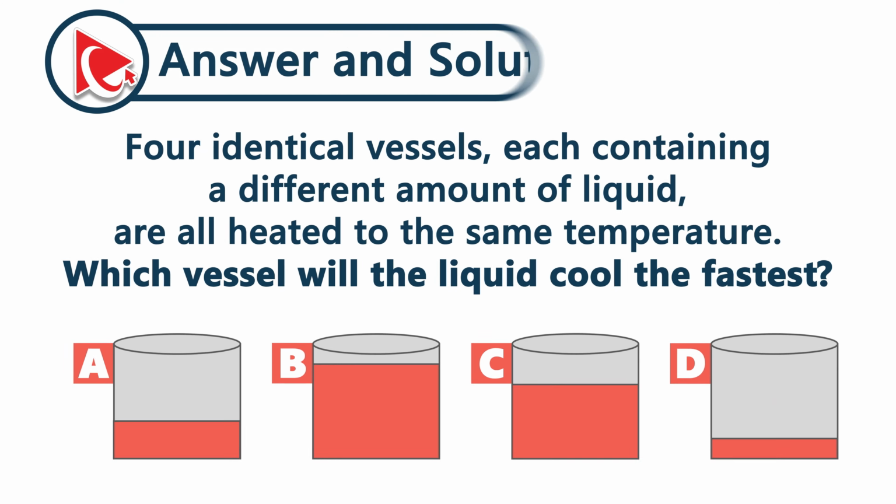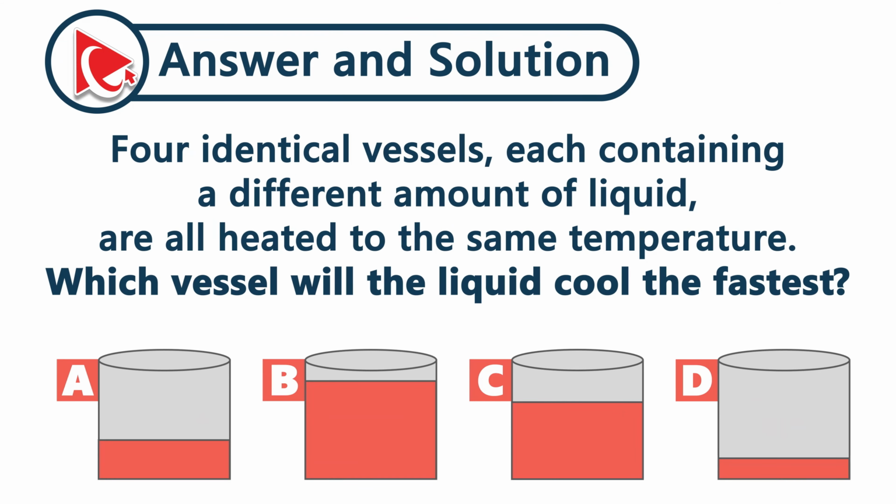To answer this question, apply the principle of heat loss per unit volume. Liquids with less volume cool faster because they have less thermal mass and a greater surface area to volume ratio. Since vessel D has the least amount of liquid, it will lose heat the fastest, making it cool down the quickest. So the correct answer here is choice D.